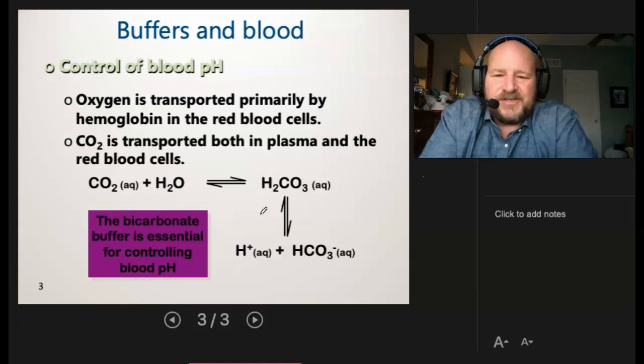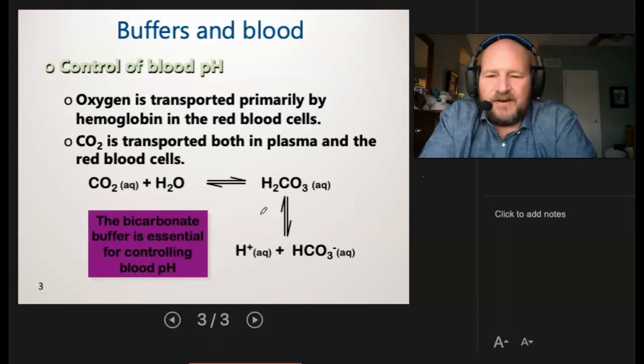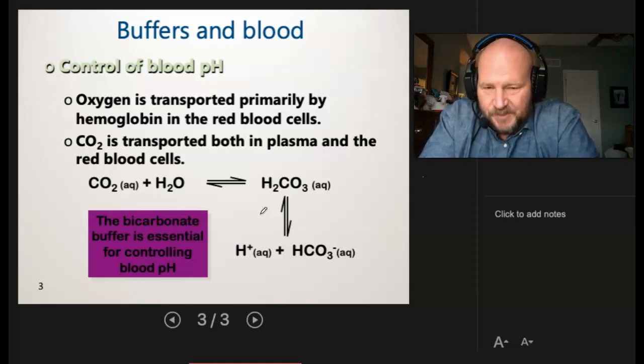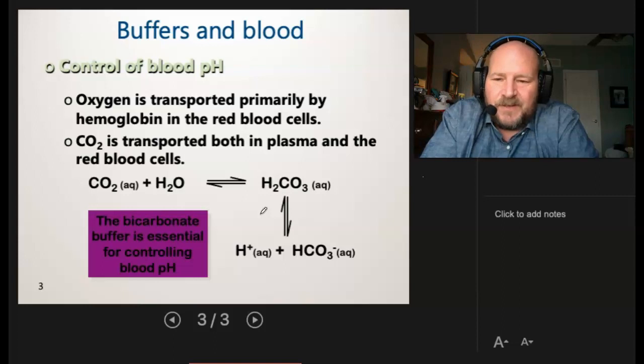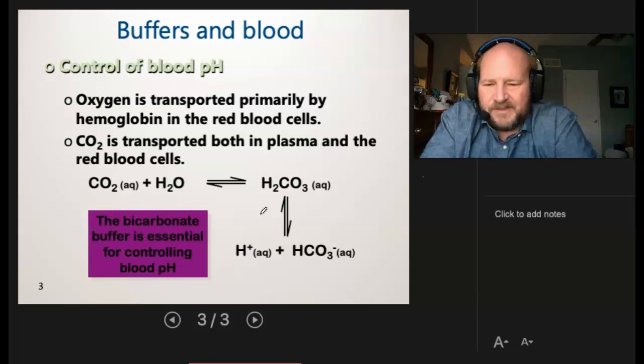Our blood pH has to be in a certain range, and so our body uses bicarbonate, the buffer of that system, in order to keep our blood pH balanced. Right? So oxygen, of course, is transported primarily by hemoglobin in the red blood cells. CO2 is then transported both in the plasma and the red blood cells.